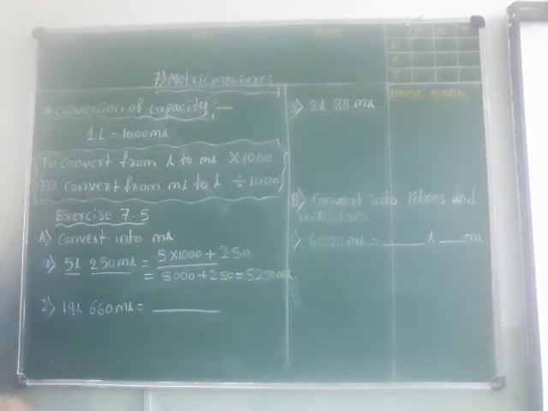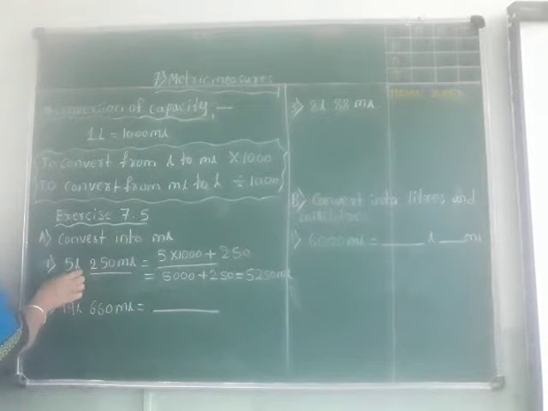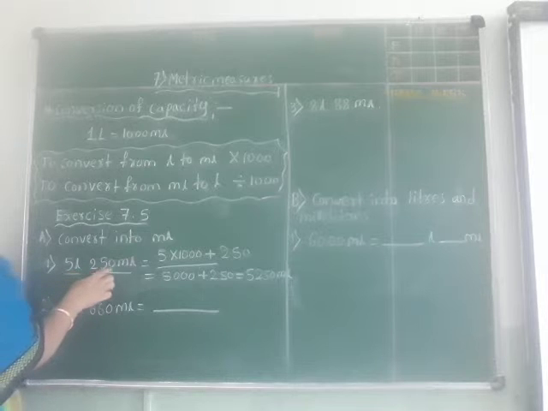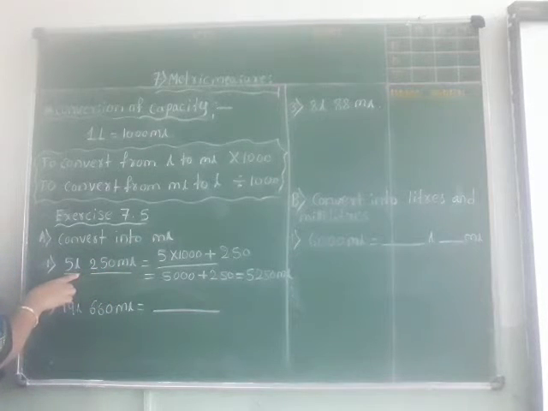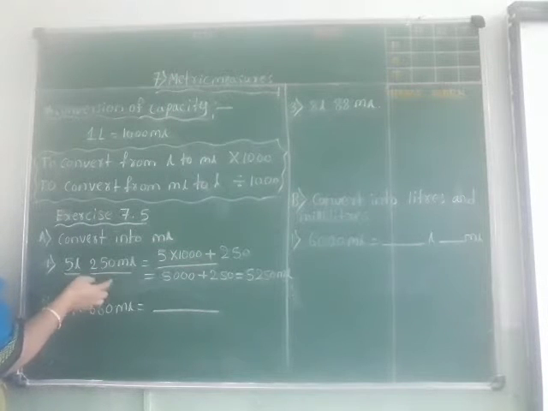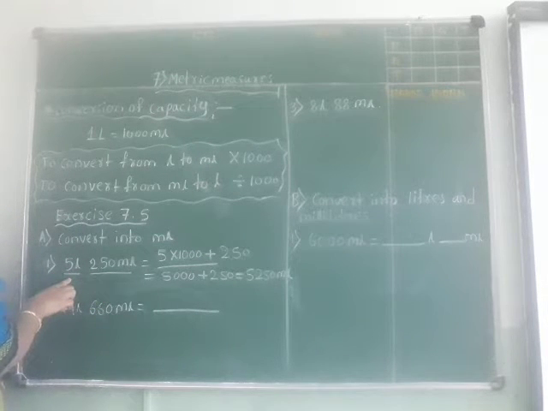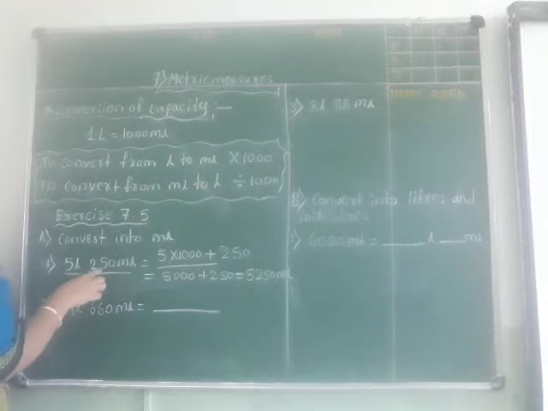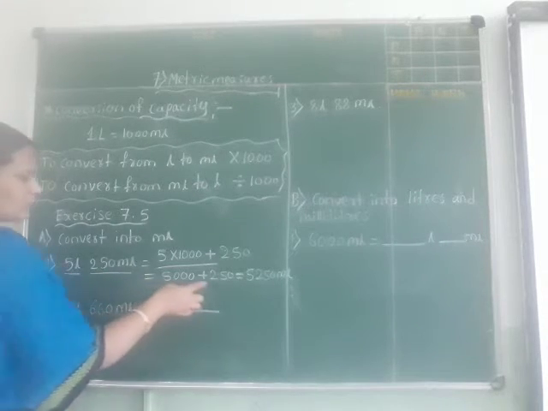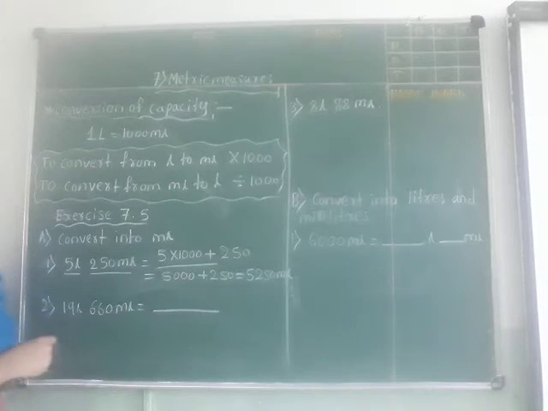Yes. So here 5 is in liters and 250 is in ml. So first we have to convert the liters into milliliters. Then after that you should add the milliliters. So 5 liters is 5000 milliliters. 5000 milliliters plus 250 milliliters is totally 5250 ml.